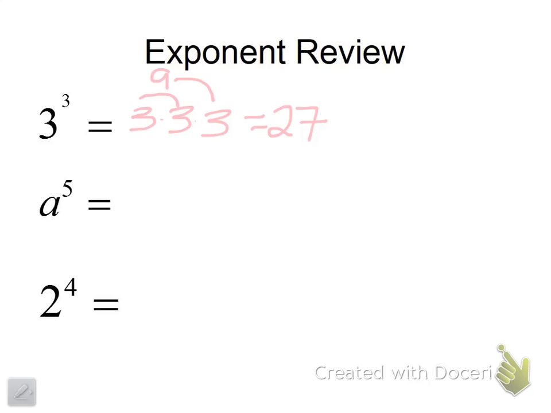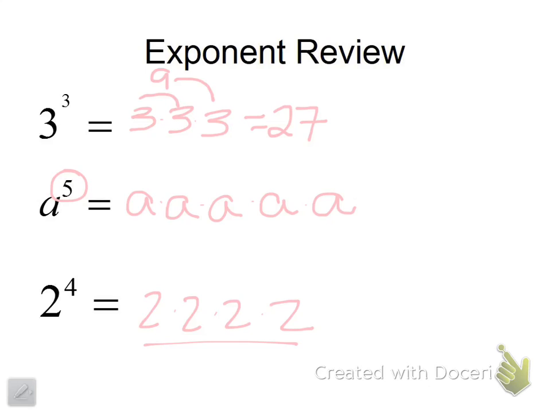If we wrote a to the fifth out the long way, it's a times a times a times a times a. That just means there's 5 of them multiplied together. So 2 to the fourth is 2 times 2 times 2 times 2. There's 4 of them. 2 times 2 is 4, 2 times 2 is 4, and now we multiply these together, so we should get 16.